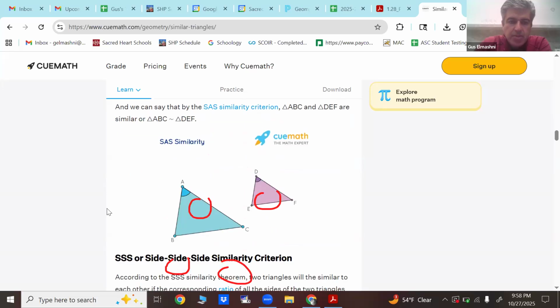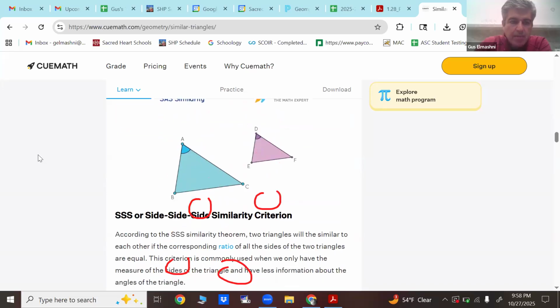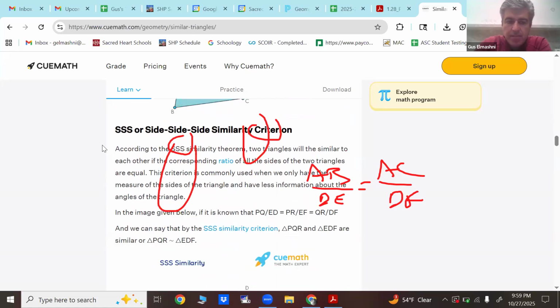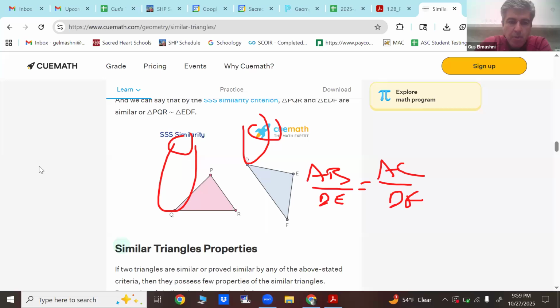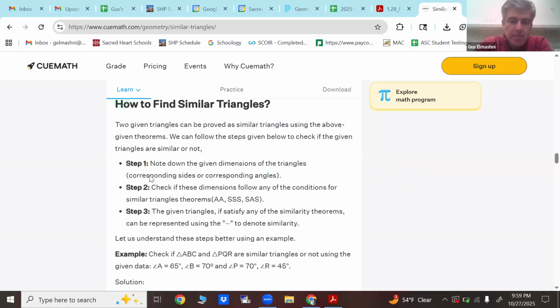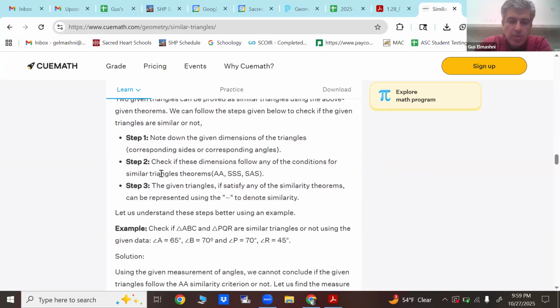For side angle side similarity, say you happen to know that the ratio of AB to DE is the same as the ratio of AC to DF. And then, of course, angle A and angle D are equal to each other. That's side angle side similarity. Then side side side, all three sides are proportional, PQ to DE, PR to EF, and QR to DF, for example. That's side similarity.